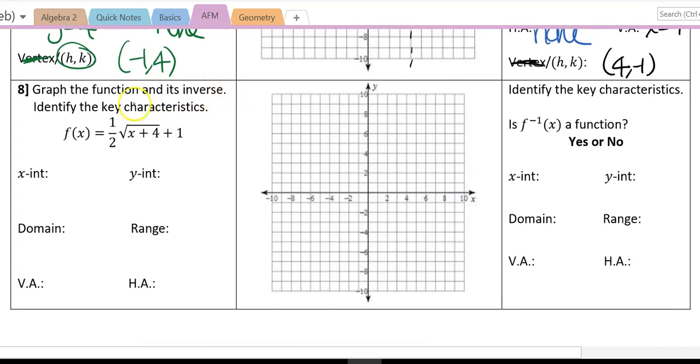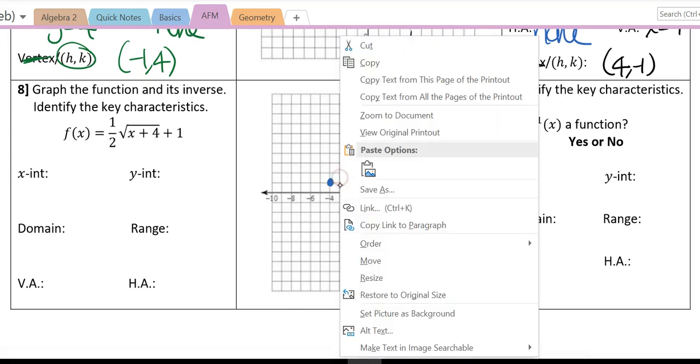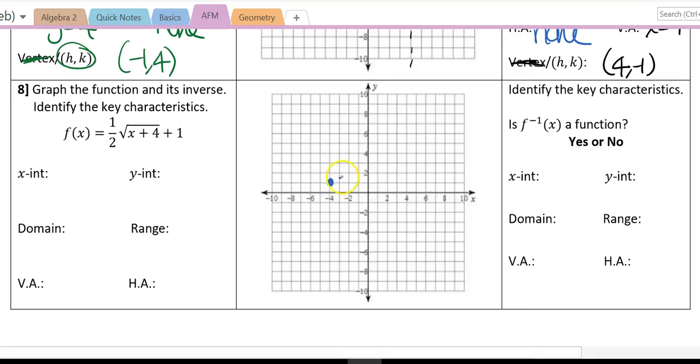Okay, last one on this page. Again, graph the function and its inverse and identify the key characteristics. This is a square root function. So negative 4, positive 1. And we go over 1 up 1 normally. We're going to go up a half here. And we go over 4, 1, 2, 3, 4, normally up 2. We're only going to go up 1. 5, 6, 7, 8, 9. Square root 9, we go up 3. I'm only going to go up 1.5 because I'm halving all of these values.